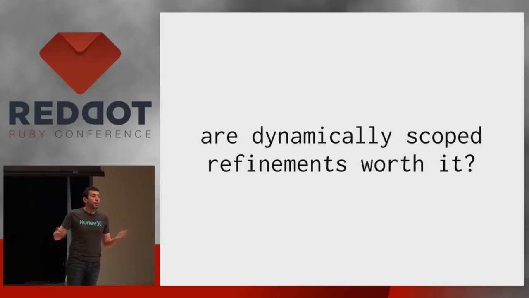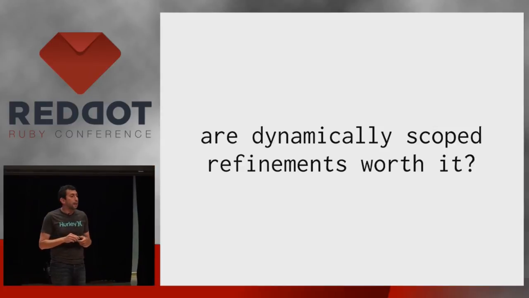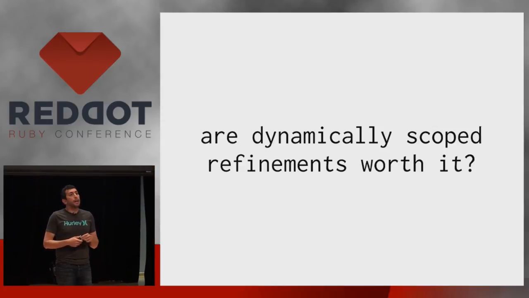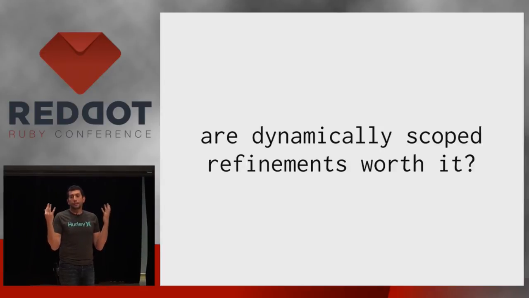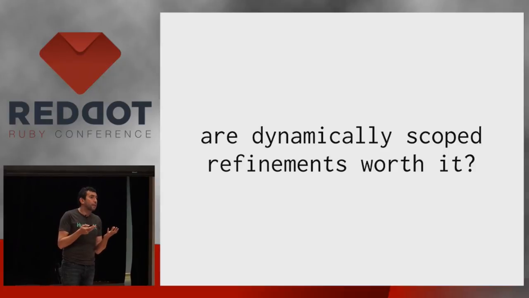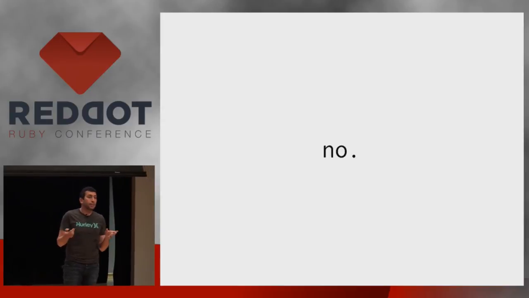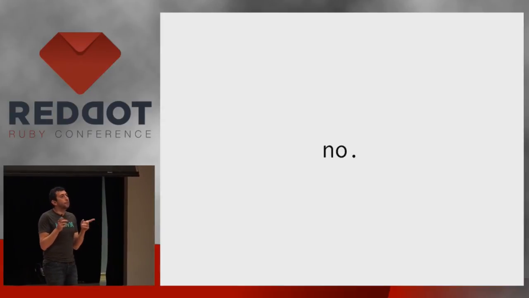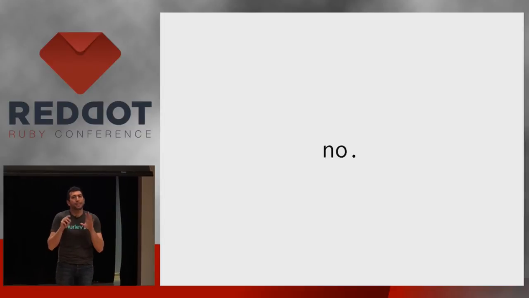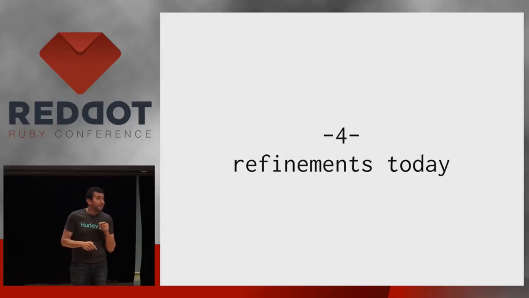So there was a debate. If you have one afternoon to go to the internet and read the debate on the Ruby Core mailing list, even a few weeks, I think, before Ruby 2 was released, there was still a raging debate about it. And the core team had to decide: are dynamically scoped refinements worth the effort and the risks? And for now, they decided no. They're not. So the dynamically scoped refinements you have seen are not the refinements you have now in your Ruby. Let's look at those.